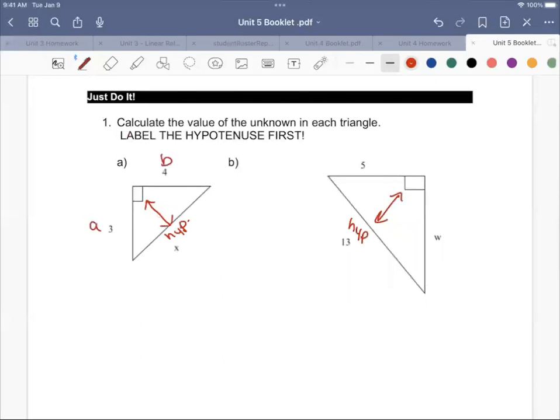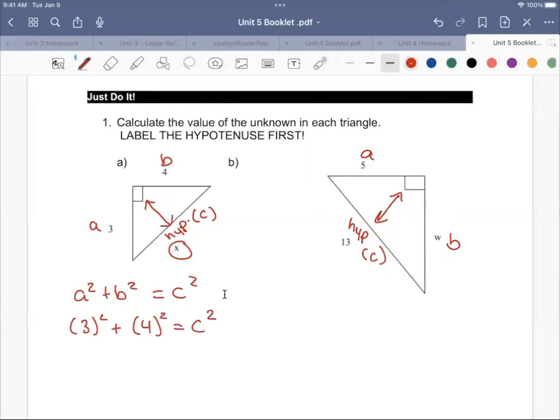Between that, it doesn't matter which one's A and which one's B. I'm just going to call the hypotenuse C because that's the way I've always learned it, and that's the way I've always taught it, so it just keeps things a little bit more consistent. So I know that in this case, if I'm trying to calculate the value of x, that is my C value. So I know that a squared plus b squared is equal to c squared. If I want to determine what my c squared value is, I'm going to plug in 3 for a plus 4 for b, is equal to c squared.